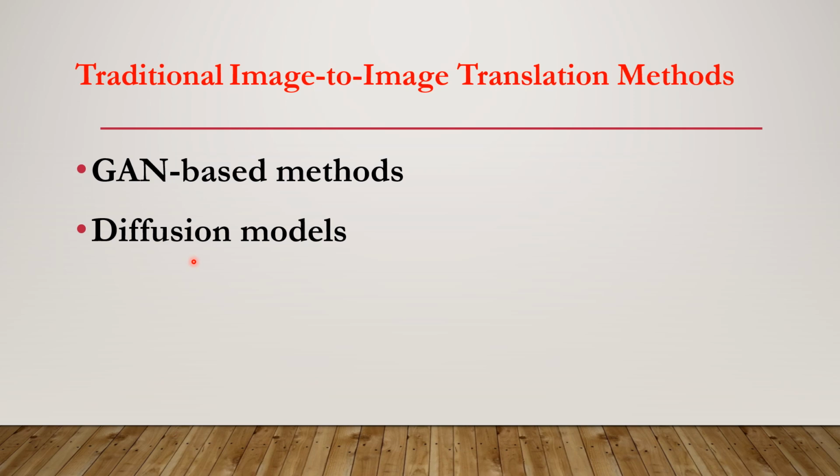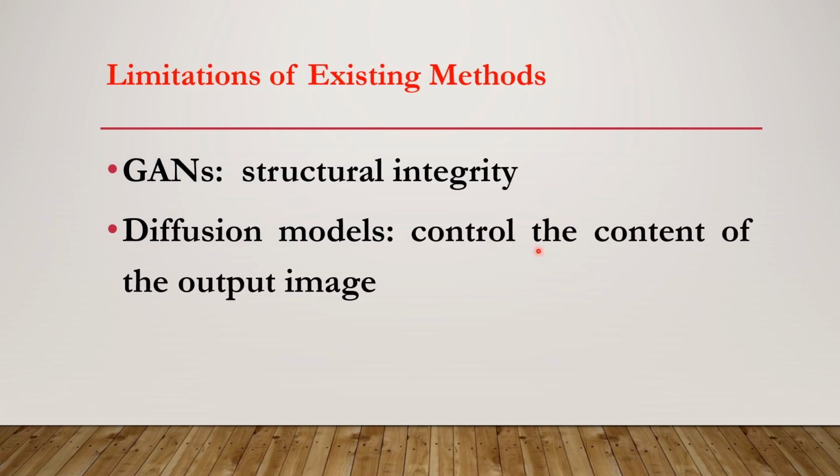And the diffusion model takes a different approach. They begin with a noisy version of the target image and gradually remove the noise in a series of steps, effectively transforming it into a clean, realistic image. So while diffusion models excel at generating high fidelity images, they often require multiple steps, making them computationally expensive. So there must be certain limitations of these existing methods.